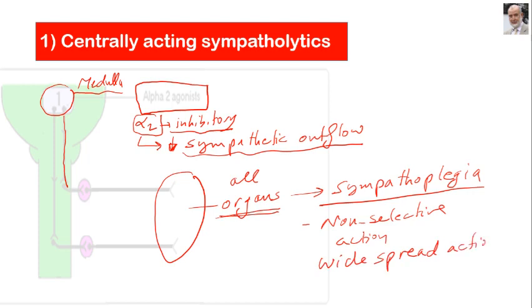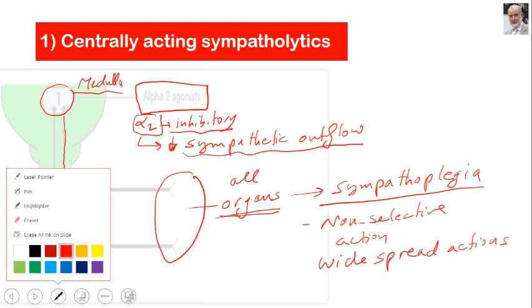Okay. These drugs inhibit sympathetic activity by inhibiting sympathetic outflow to the different body organs. By doing this, they produce general sympathoplegia, which is paralysis of the sympathetic activity. Therefore, they are non-selective in their action, that is, they will have widespread action all over the body organs. So, their use is very limited and indicated only under certain clinical conditions, as we will see later. Okay? So, let us take some examples of this group of drugs.